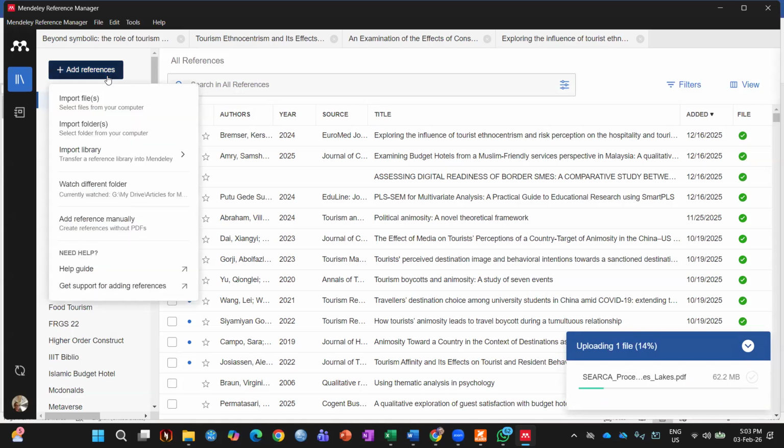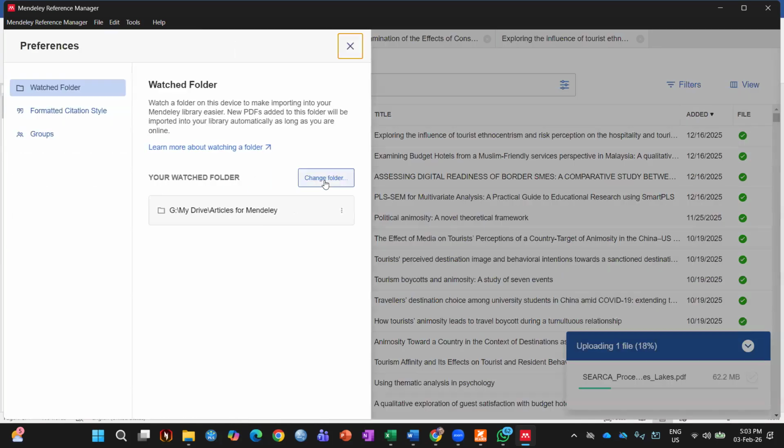do it automatically, you have to select this one, watch folder. So what it does is basically it automatically focuses on one particular folder in your computer. So whenever you download any documents, any articles, you put it in there, and Mendeley will automatically capture this and upload into your database automatically.